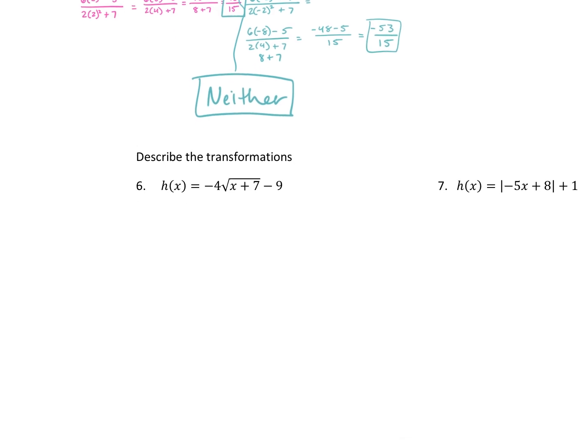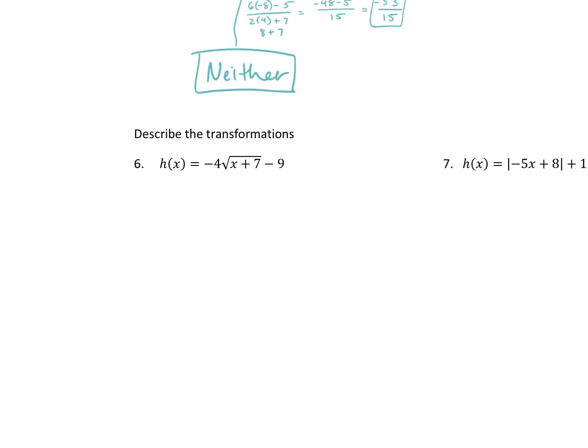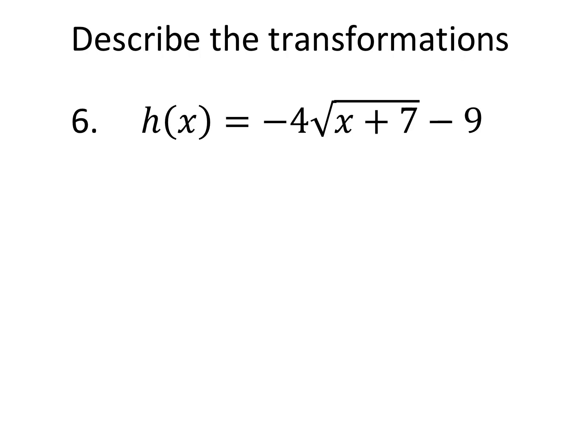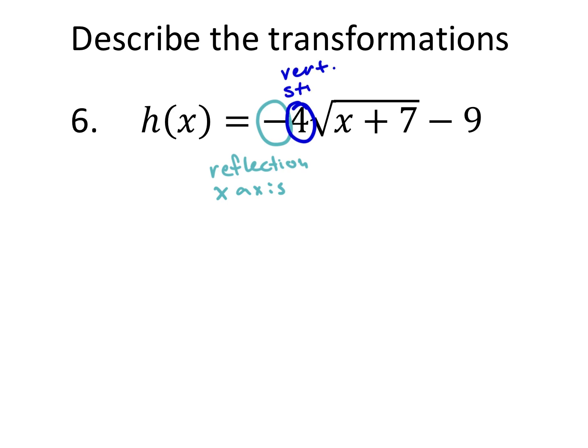All right, you're going to have 2 questions on the quiz describing the transformations, so make sure you guys know your transformations. When you multiply by a negative on the outside, what does that do to your graph? Reflection over the x-axis. Remember, when it's on the outside, it's the x-axis. What about when we multiply by 4? Vertical stretch. It's greater than 1, so it's a stretch.